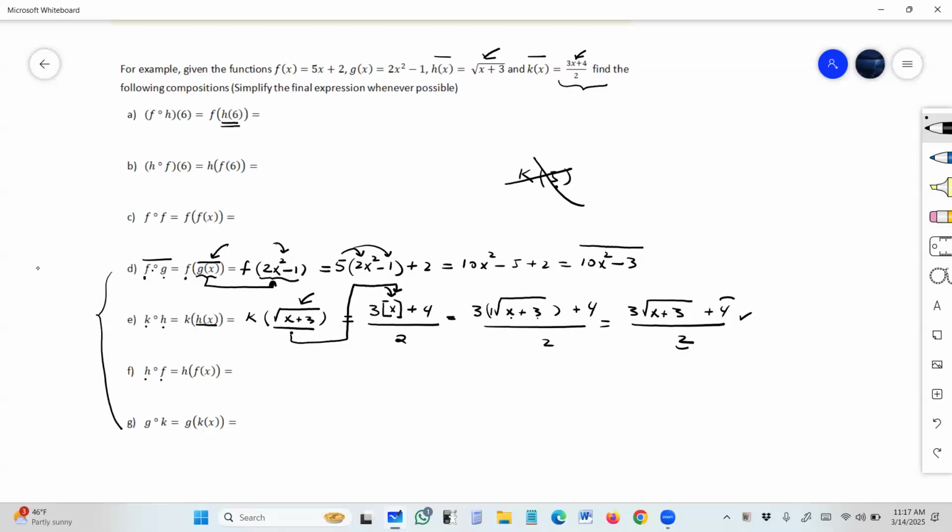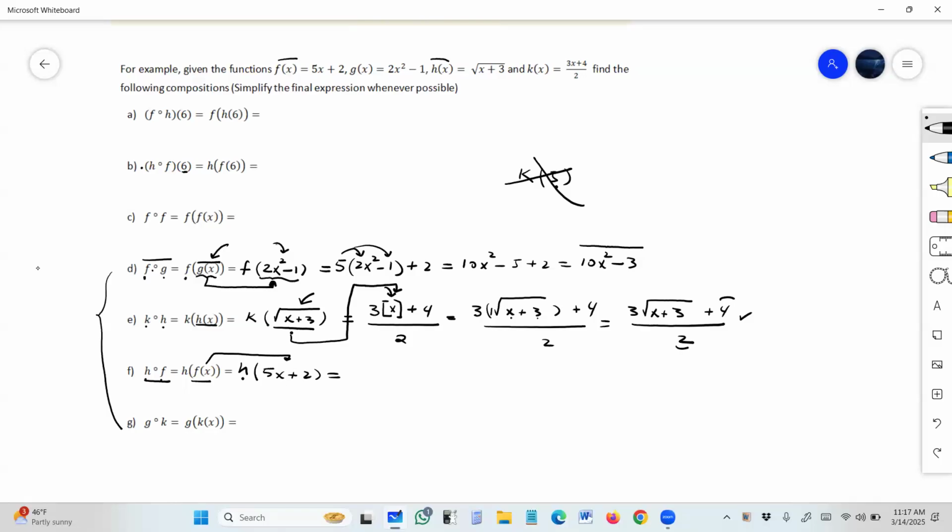H compose F. So let's take a look. So here is my H, and here's my F. So before we did H compose F, and we evaluated at 6. Now we're just doing H compose F without evaluating at a particular point. So the answer is going to be a function. All right, so H, I already know what F is, so F is going to go in here, and F is 5x plus 2. And now I write the H function.